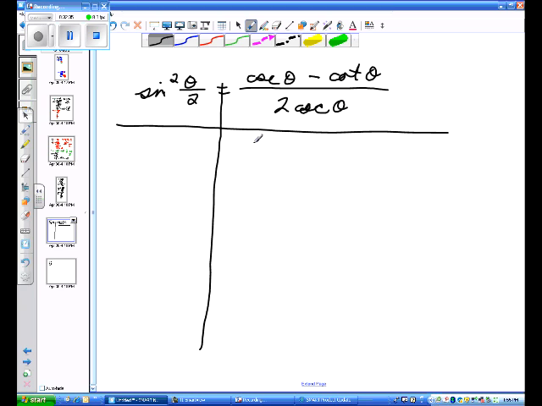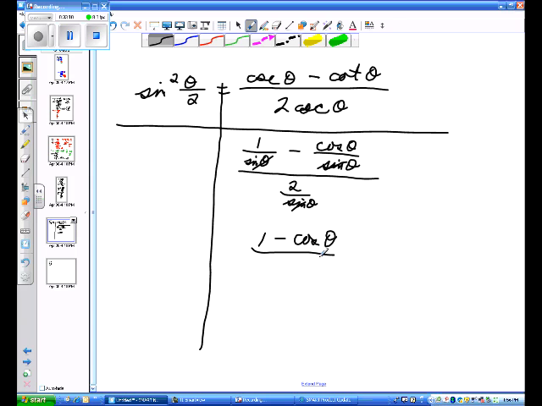So I'm going to take all of these and write them in terms of sine and cosine. So we would have 1 over sine minus cotangent, which would be cosine over sine. And this would be 2 over sine theta. 2 times 1 over sine, so that would be 2 over sine. Well, all of our denominators are going to cancel. So we end up with 1 minus cosine theta over 2, which is what we want it to look like.